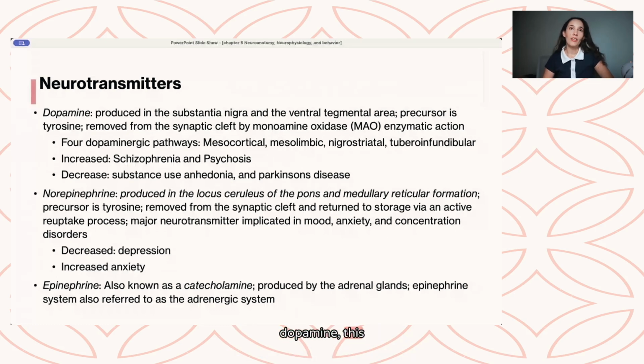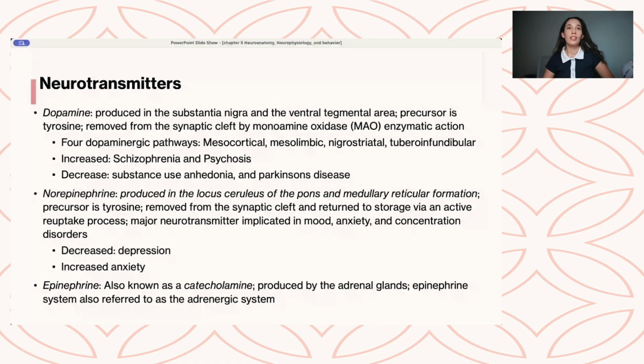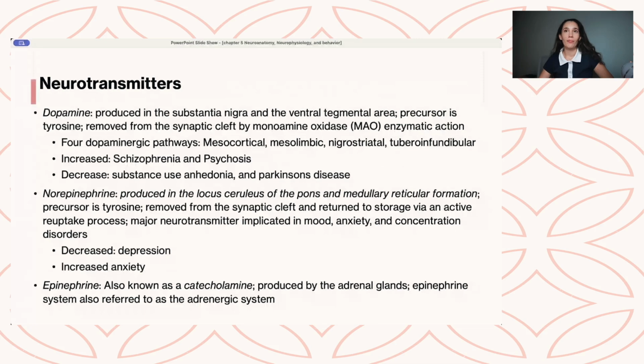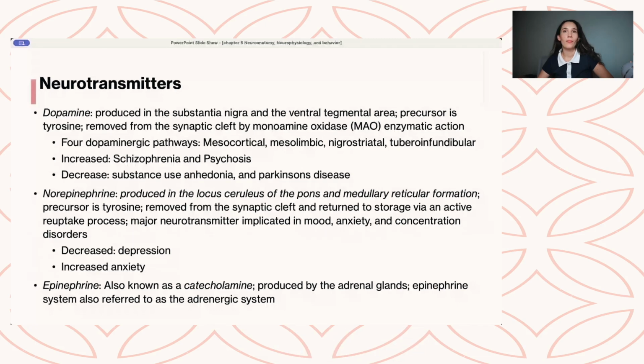So, dopamine. This is important to note for the exam. You need to know what part of the brain the neurotransmitters are being created in, and what it is that those neurotransmitters are responsible for. Dopamine is produced in the substantia nigra and the ventral tegmental area. The precursor is tyrosine. It's removed from the synaptic cleft by monoamine oxidase enzymatic action.